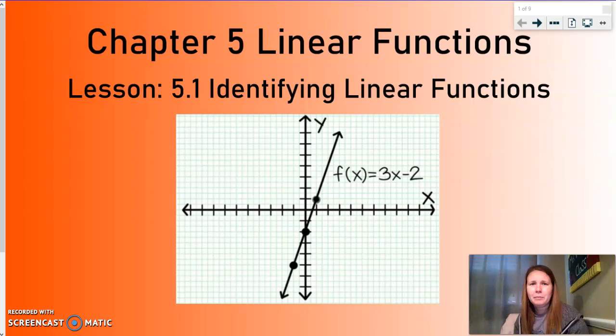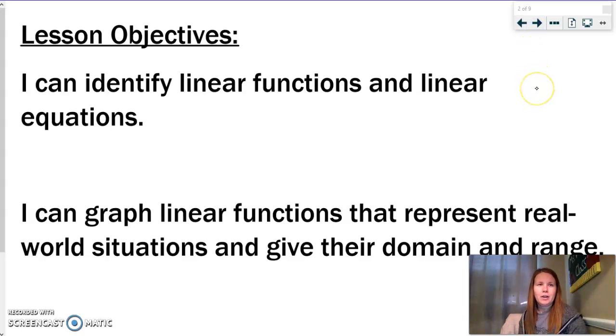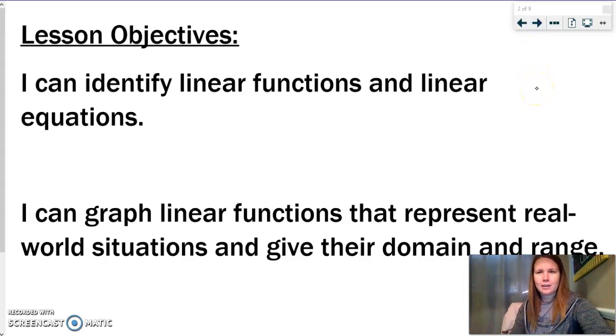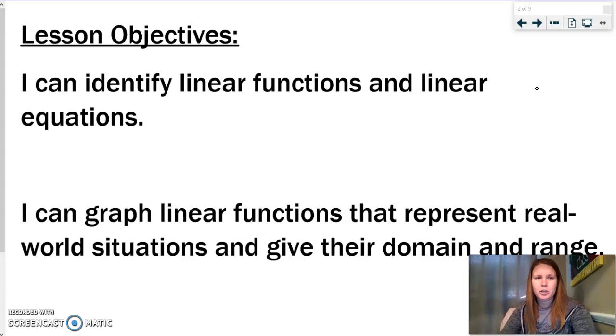Today, we're going to be talking about identifying linear functions. I feel like we've got a lot to cover in this video, so let's see how far we can get. We already understand our functions, but today we're going to talk about linear functions. So our objectives are: I can identify linear functions and linear equations, and I can graph linear functions that represent real-world situations and give their domain and range.